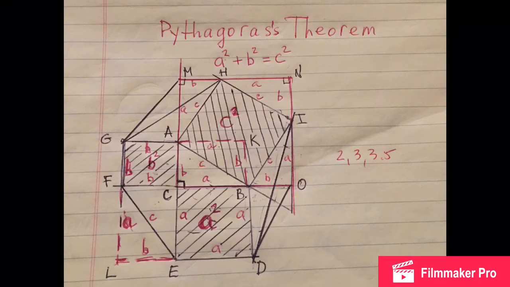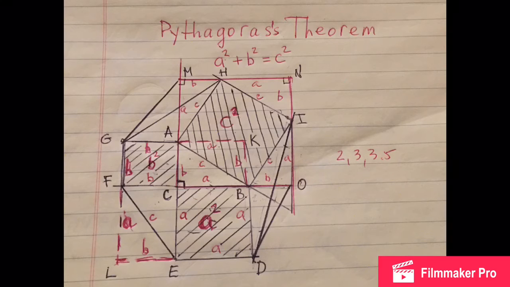For that, just draw a straight line CO through CB, a straight line CM through CA, line MN perpendicular to CM through point H, and line NO perpendicular to CO and perpendicular to MN through the point I.